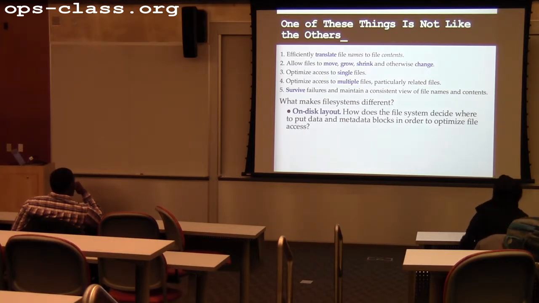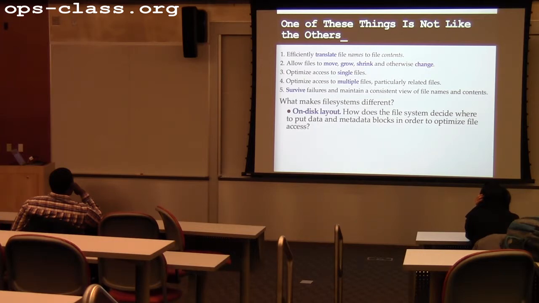So when we start to look at different file systems, what I want you to notice is that all the file systems we're going to talk about accomplish these goals. One of the biggest things that's different about file systems is, first of all, the data structures that they use to solve these problems. Particularly things like name translation. What do they do when files need to grow? Where do they find those disk blocks? Where do they put files on disk? A lot of this comes down to on-disk layout.